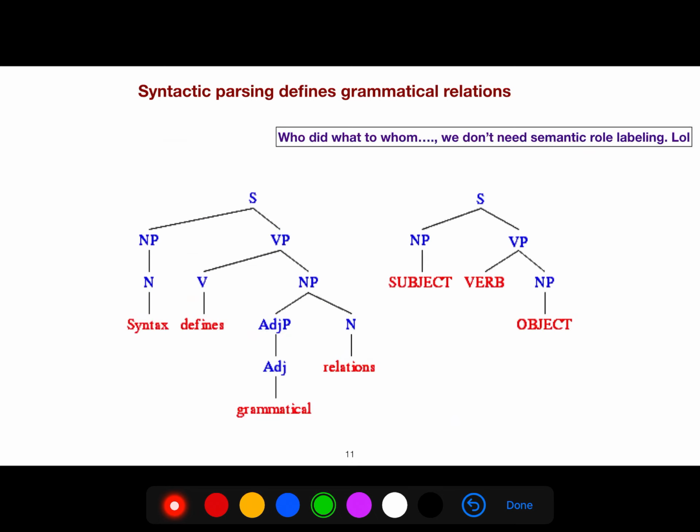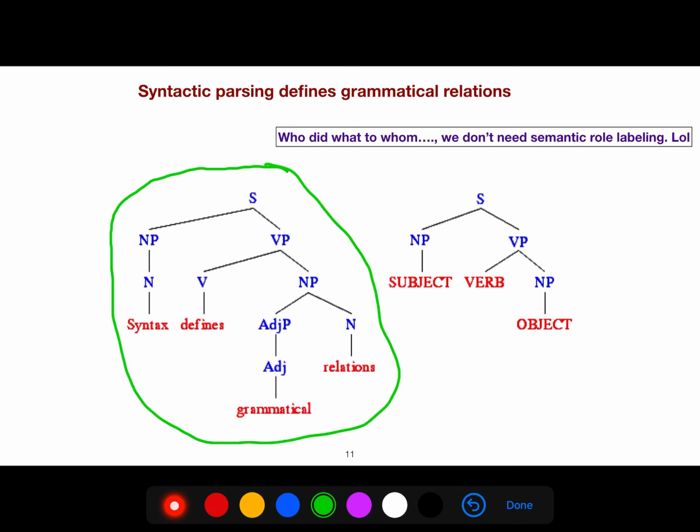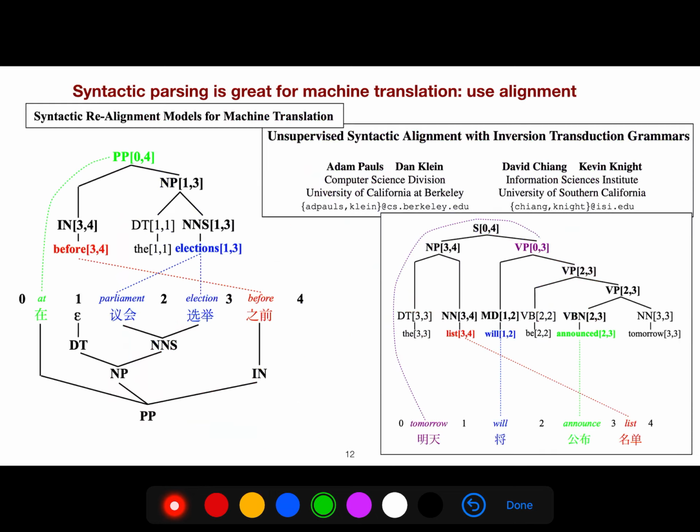So syntactic parsing defines grammatical relations. It is interesting because when you are doing syntactic parsing, it is also telling you about the grammar, so you can understand the dependency architecture, and from just these syntactic trees, you can also infer the dependency tree as well. So that's why syntactic parsing is really useful for dependency parsing.